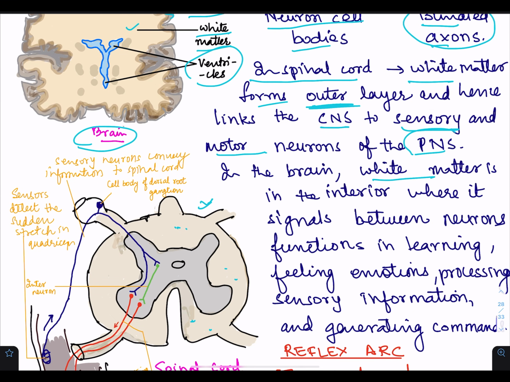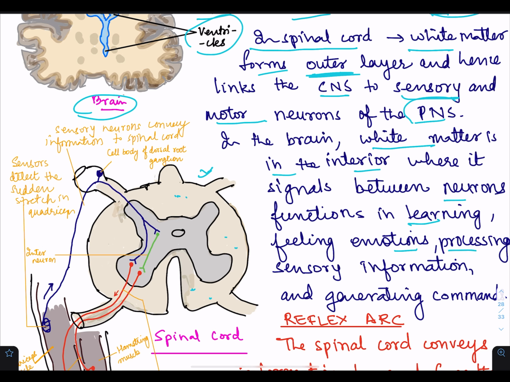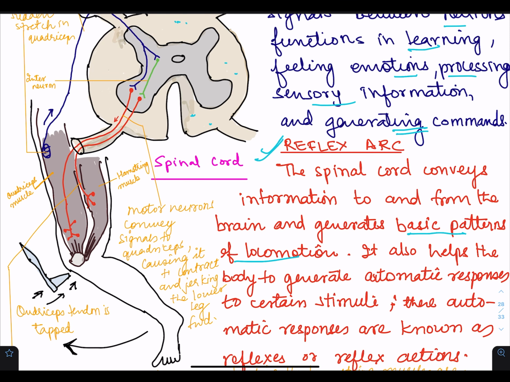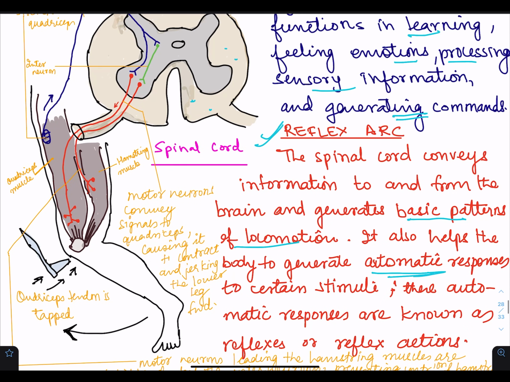In the brain, the white matter is in the interior where it carries signals between neurons, and functions in learning, feeling emotions, processing sensory information, and generating commands. Now, what is a reflex arc and what is a reflex action? The spinal cord conveys information to and from the brain and generates basic patterns of locomotion. It also helps the body to generate automatic responses to certain stimuli. These automatic responses are known as reflexes or reflex actions.